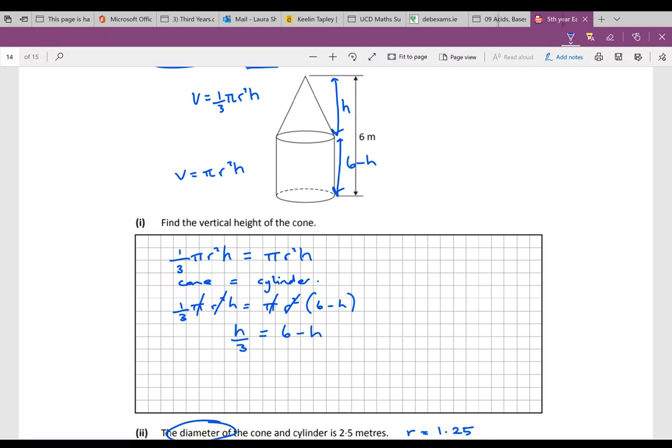A number of different ways that you can solve this here. I'd probably multiply by 3. You'll have h is equal to 6 times 3 is 18 minus 3h. You'll have 4h is equal to 18. H is equal to 18 over 4, or 4.5 meters. And again, don't forget your units.